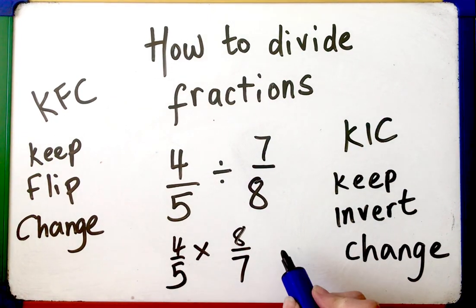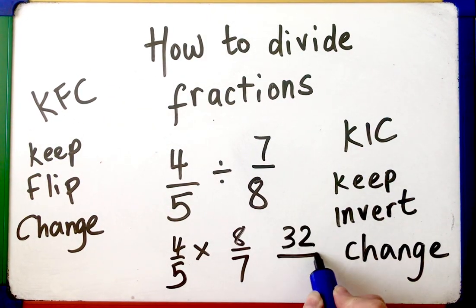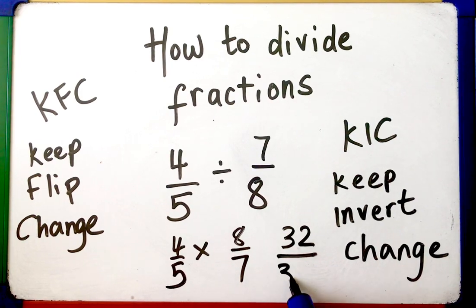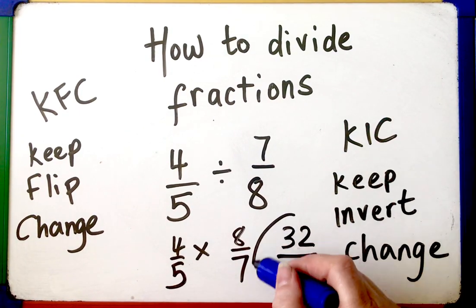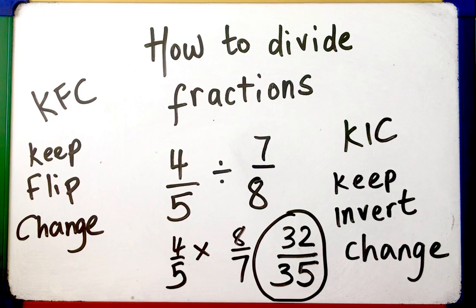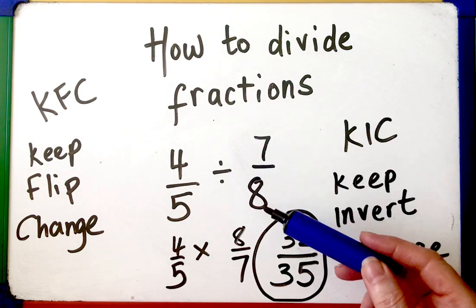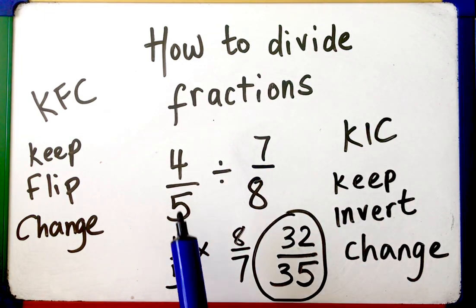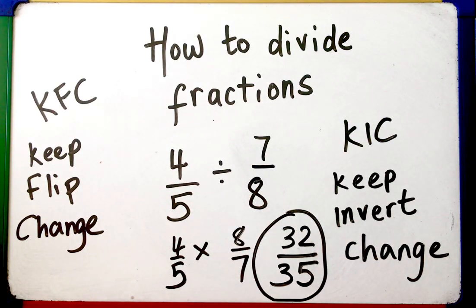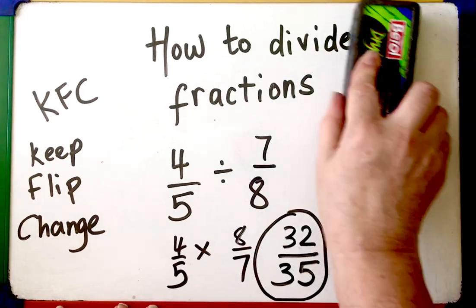Now 4 times 8 is 32. 5 times 7 is 35. I told you it was just times tables in disguise. So the number of 7/8 that go into 4/5, or 4/5 divided by 7/8, is 32/35. I can't cancel it down. It's as low as it goes. Let's have a look at another one.